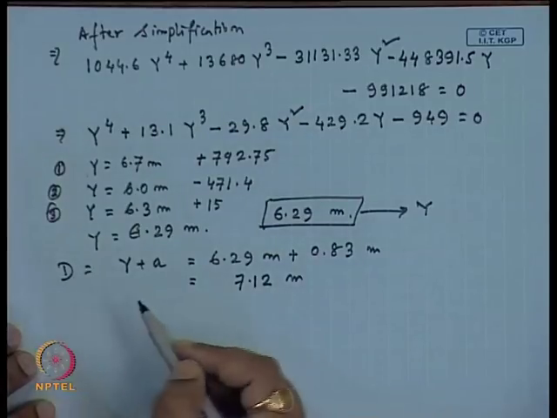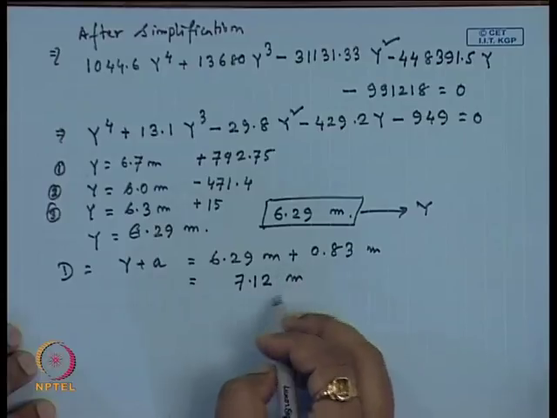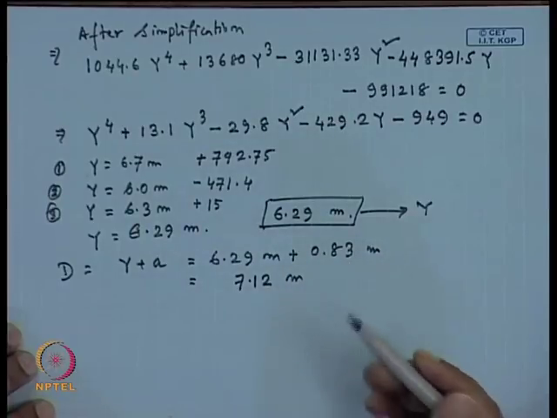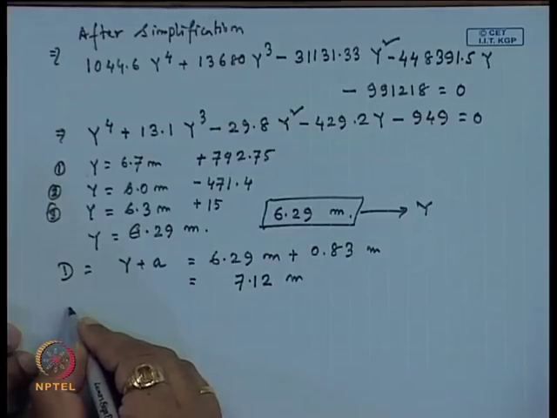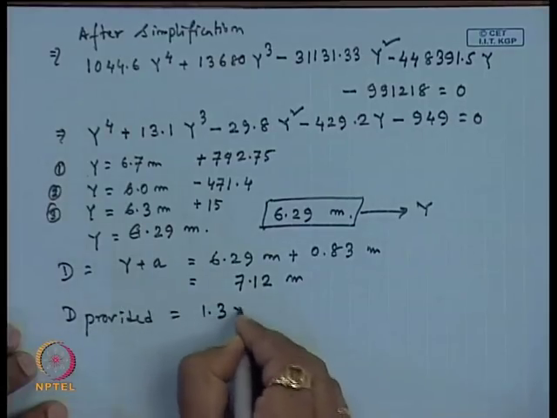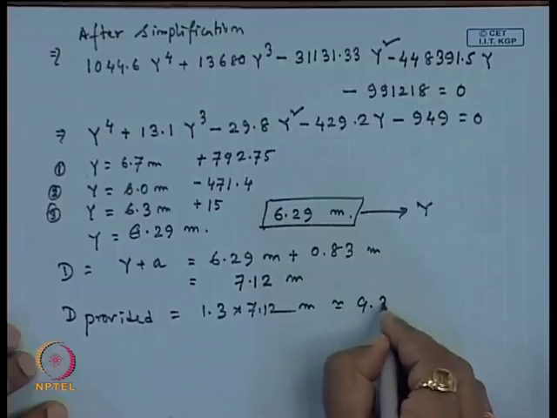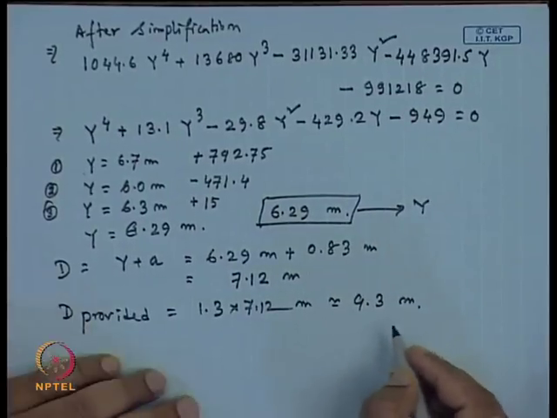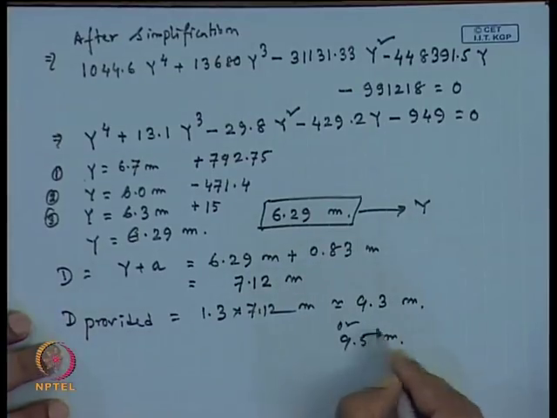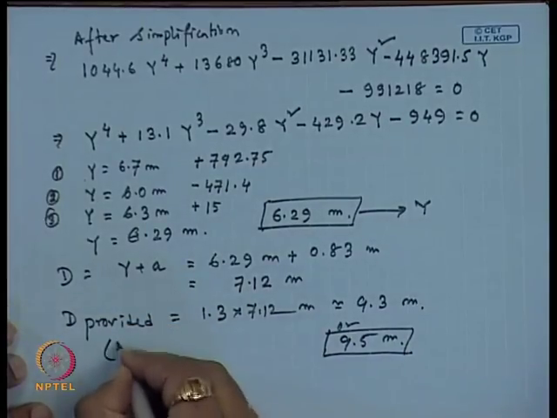Now, this d that we get from the calculation, as I mentioned in the previous lecture, we have to increase by 20 to 30% because of the factor of safety. If I increase this d by 30%, d provided will be 1.3 into 7.12 meters, which is close to 9.3 meters. So, we can provide a d close to 9.3 or 9.5 meter, by increasing it by 30%.